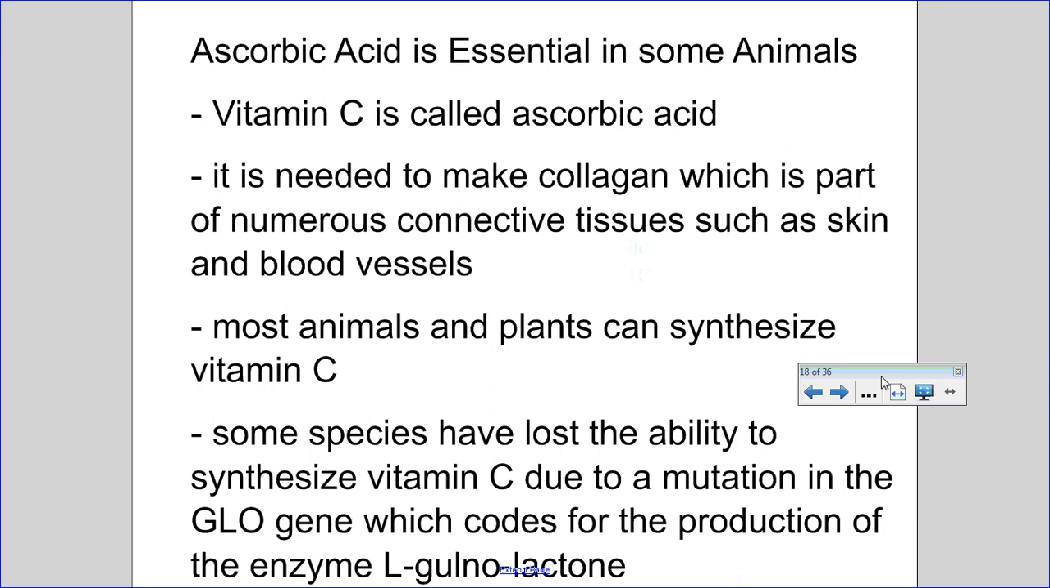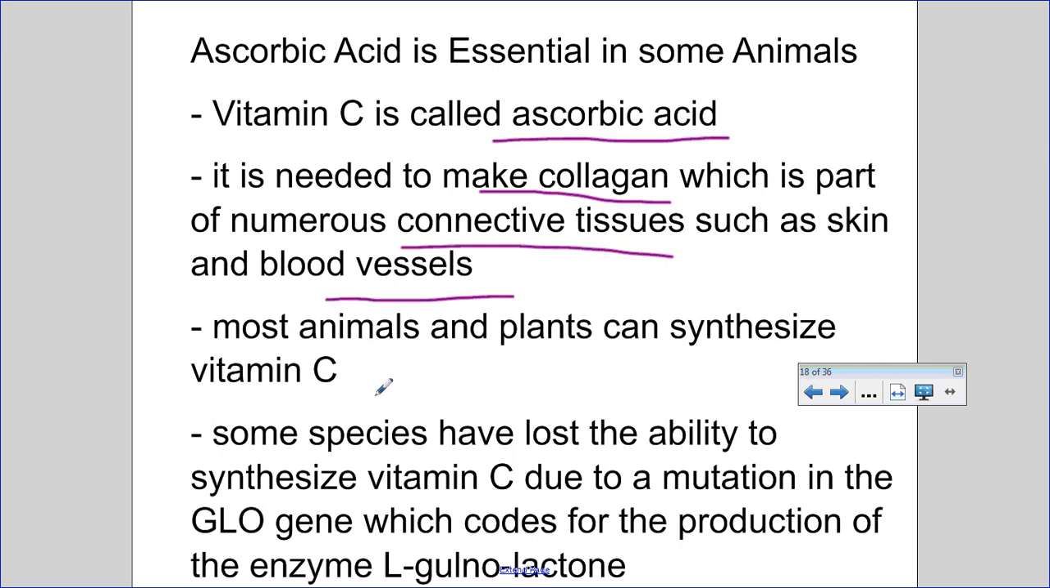So ascorbic acid, or vitamin C, is essential in some animals. In humans, it's going to be essential. So vitamin C is also referred to as ascorbic acid. Ascorbic acid, or vitamin C, is going to be needed to make collagen, which is part of numerous connective tissues such as skin and blood vessels.